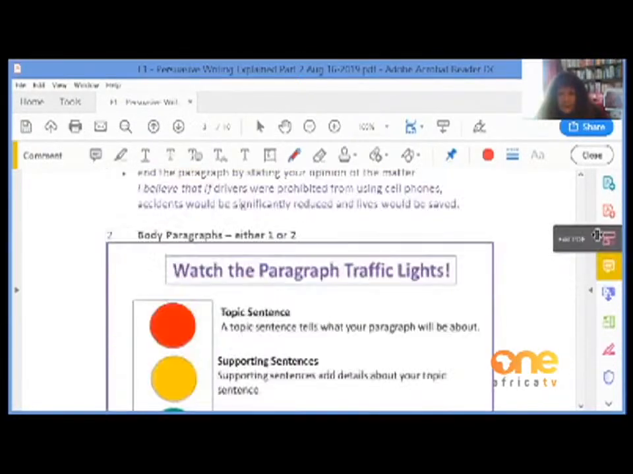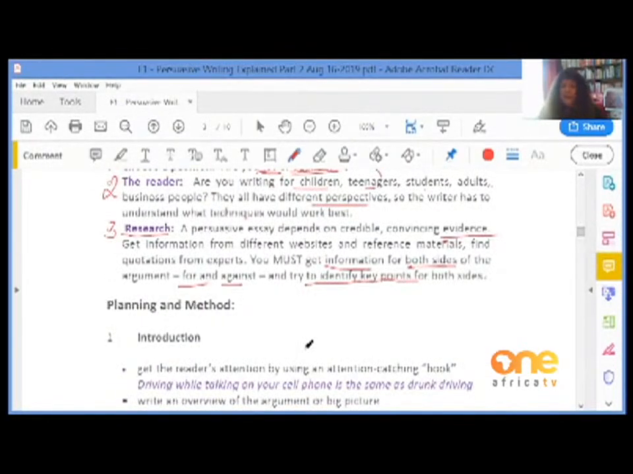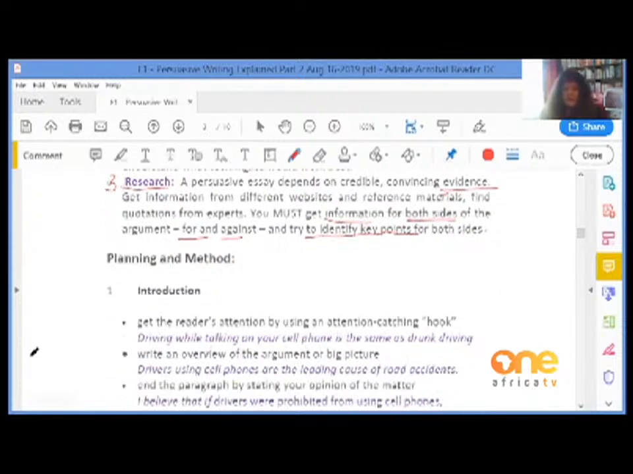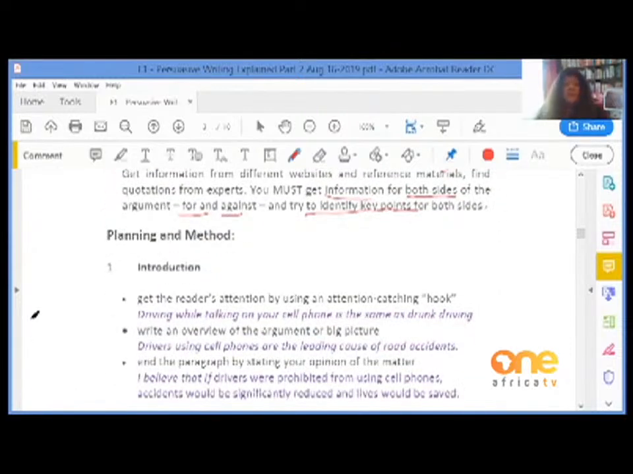It's not a zoo. The planning and method of your essay. Introduction. You need to get the reader's attention, and perhaps you could use some sort of hook, some sort of short exclamatory sentence. Look at this one. Driving while talking on your cell phone is the same as drunk driving. Is that true? Well, you've said it now, so now you've got to back up your points.